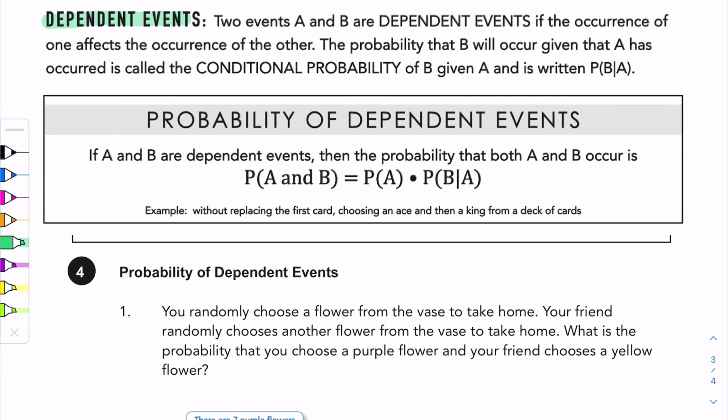Next, we're looking at dependent events, which some of you can probably assume what these are after we just went over independent events. So 2 events, A and B, are dependent if the occurrence of one affects the occurrence of the other. The probability that B will occur given that A has occurred is also the conditional probability of B given A and is written like this. So pay attention to the notation. So the probability of dependent events: the probability of A and B happening would be the probability of A multiplied by the probability of B given A.